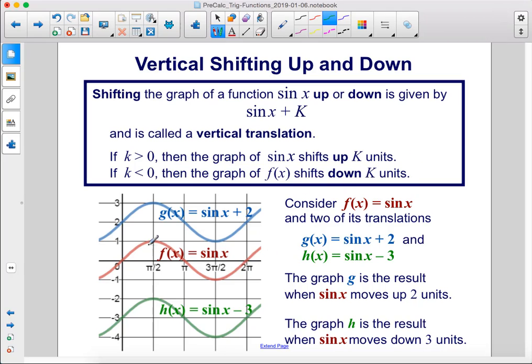So consider f of x equals sine x here in red, and two of its translations, g of x equals sine x plus 2, and h of x equals sine x minus 3. The graph g is the result when sine x moves up 2 units. The graph h is the result when sine x moves down 3 units.